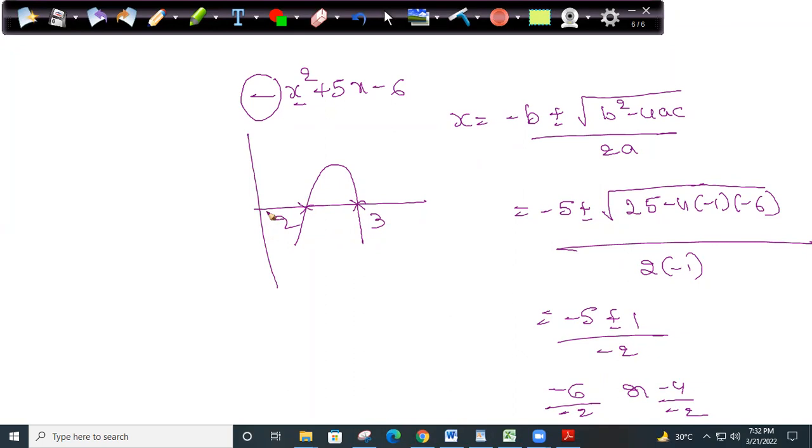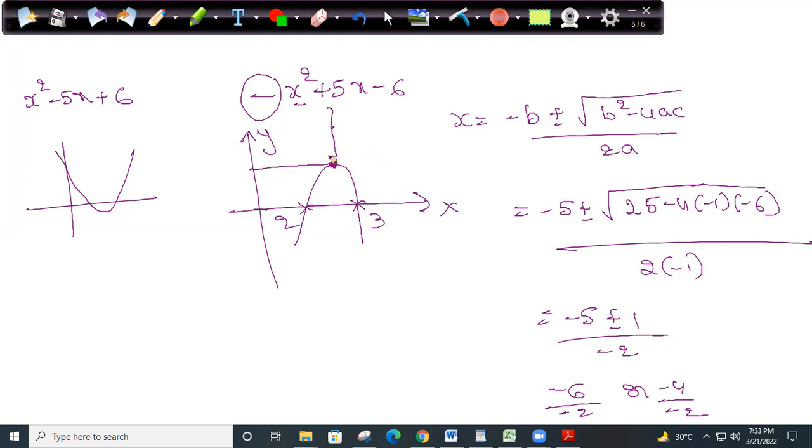Now this is the x-axis and this is my y-axis. The before graph, when the function is x square minus 5x plus 6, I have an upward parabola. Now I'll have a downward parabola. Minus x square plus 5x minus 6 is my downward parabola. Since it is a downward parabola, I'll have the maximum value. Why am I saying I have the maximum value? Because the graph cannot go above this point. So definitely I can find the maximum value.